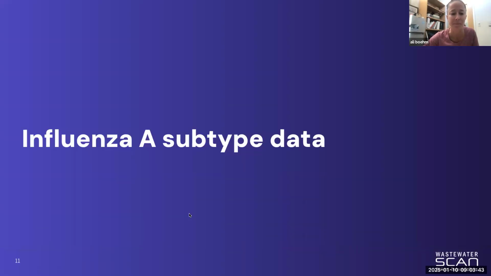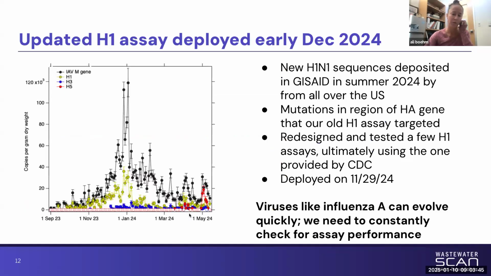Next slide. Okay, so I'm going to go over some of the subtype analysis work for influenza and some of the data that's on our website. We deployed an updated H1 assay in early December. Remember, we previously had an assay for the H1 subtype of influenza, but new sequences that were deposited to GISAID over the summer showed that the virus had mutated in the region that our assay detects. And so we had to use a new assay.